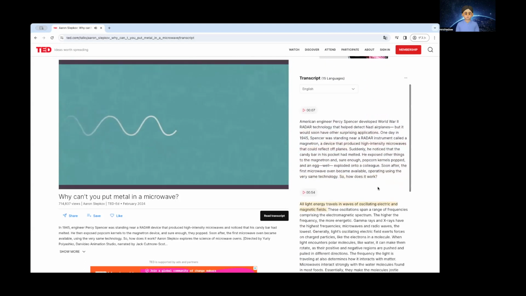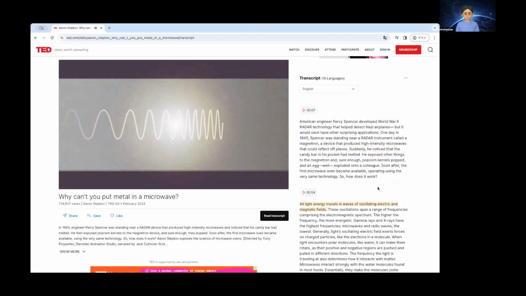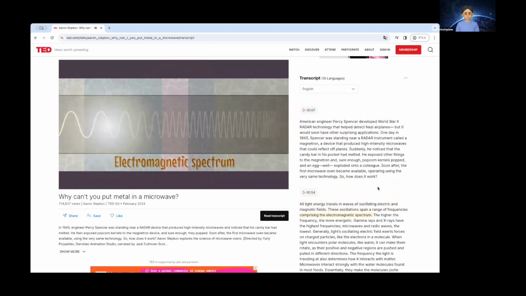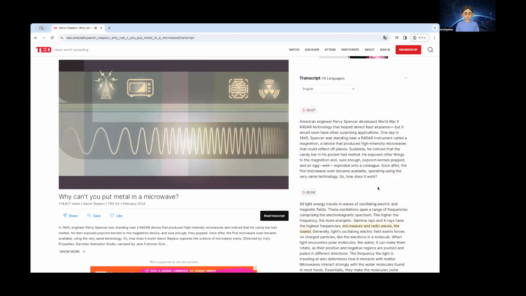All light energy travels in waves of oscillating electromagnetic fields. These oscillations span a range of frequencies comprising the electromagnetic spectrum. The higher the frequency, the more energetic. Gamma rays and X-rays have the highest frequencies, microwaves and radio waves the lowest.